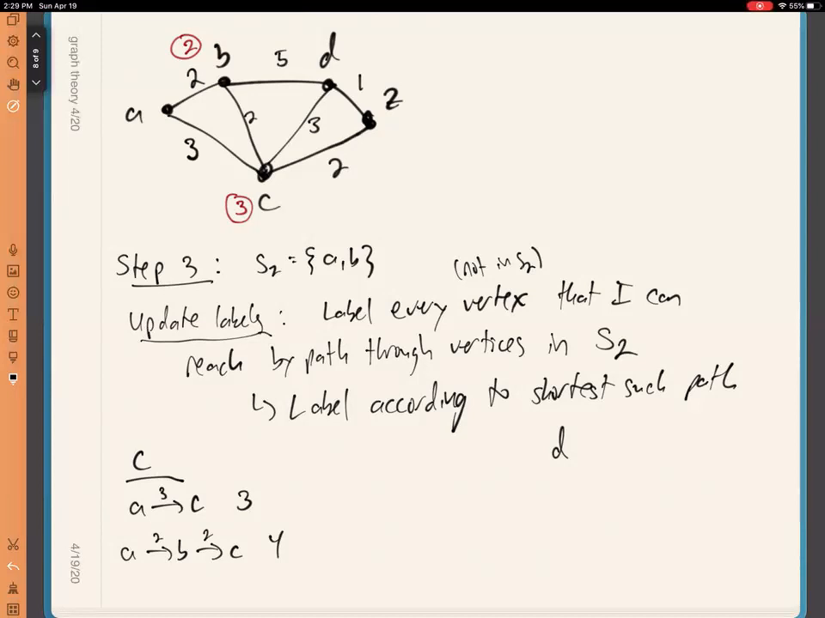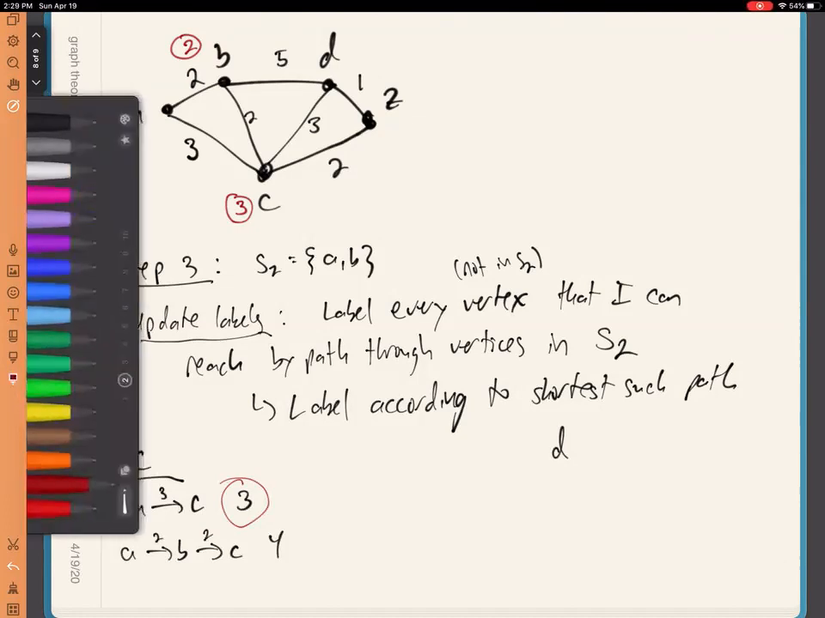Right, and so one thing I want to point out is, if you look at the picture here, look at the labels we had from the previous step, right? So from the previous step, I have labeled C 3, corresponding to the fact that I knew I had a path from A to C of length 3, right? And so this is going to be important when we try to think about how you would program this. I really only had to check my label for C. I didn't have to look through the graph, right? I only had to check my label for C to get this.